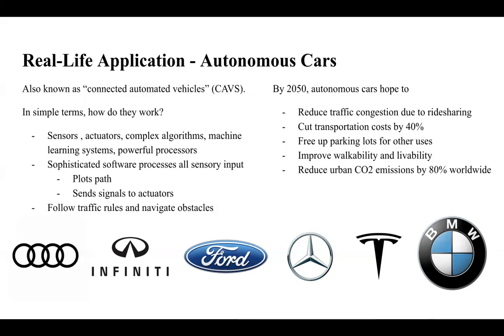Then, using a sophisticated software process with all this sensory input, the autonomous car can plot a path and send signals to its actuators. And these actuators are in charge of accelerating, braking, and steering. So obviously, we can see the direct correlation between processing all of the sensory input directly into moving the vehicle. Although fully autonomous vehicles are not a reality just yet, companies like Audi, Infiniti, Mercedes-Benz, Ford, Tesla, and BMW, amongst others, have begun implementing many of these features into their newer vehicles.